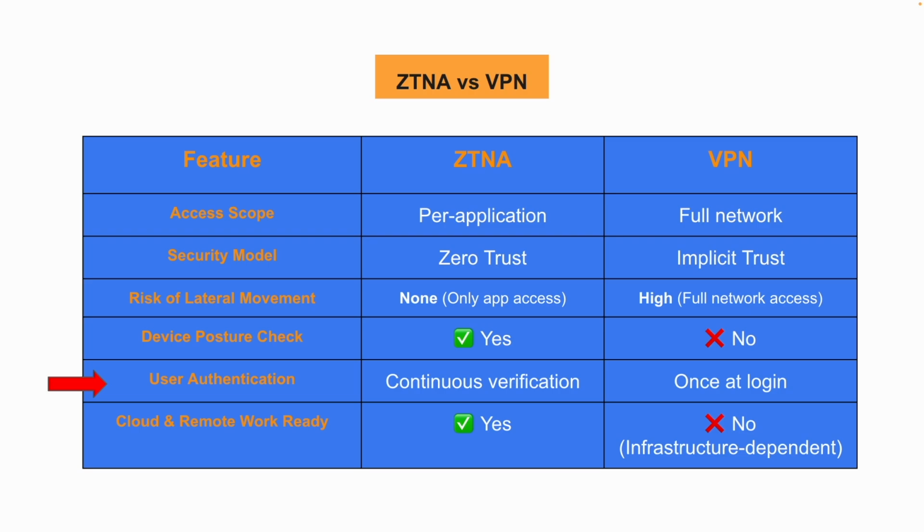On the other hand, we have VPNs, which rely on one-time authentication at the start of the session. Once a user successfully logs in, they are granted broad network access without further verification. This means that if an attacker compromises a user's credential, they can move laterally across the network without additional authentication challenges, increasing security risks.